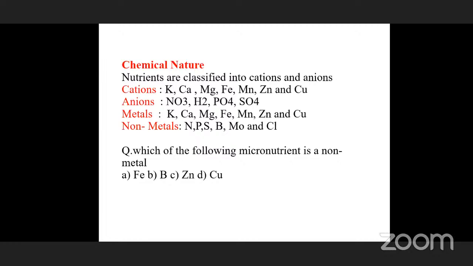This is a question asked in JRF. Which of the following micronutrients is a non-metal? That is boron. Which of the major nutrients, which are the primary, are non-metals? That is NPS.